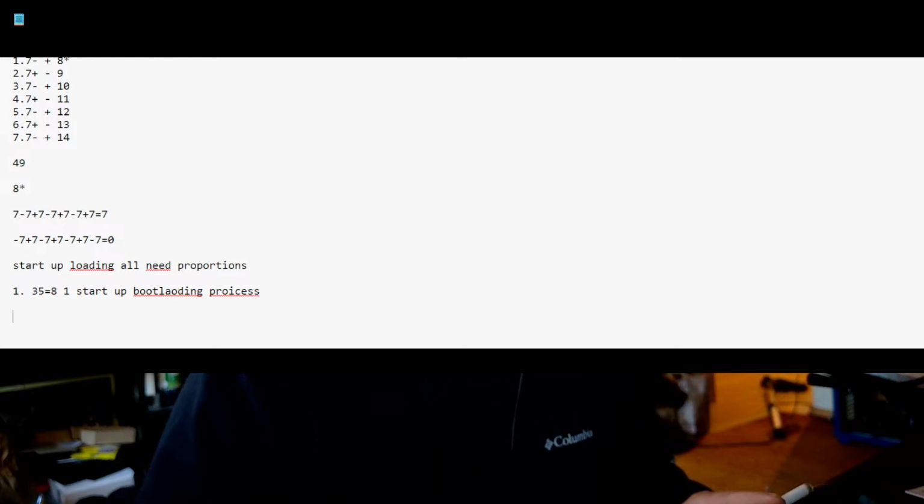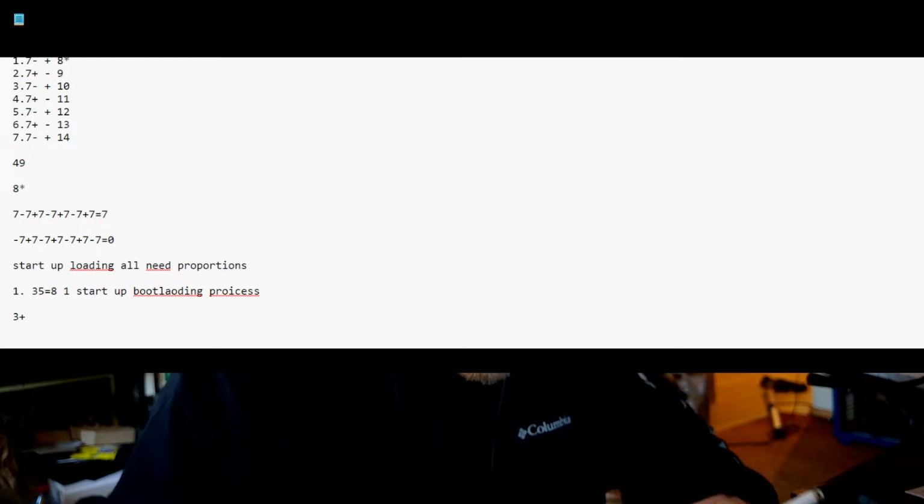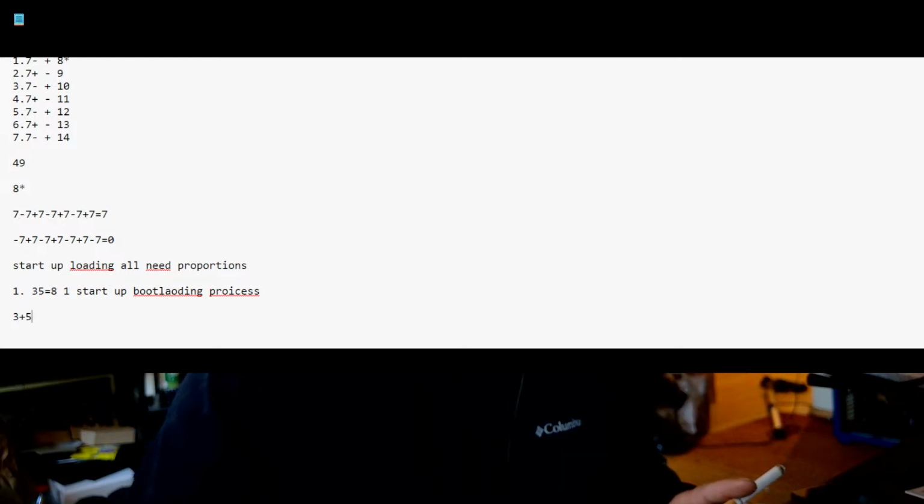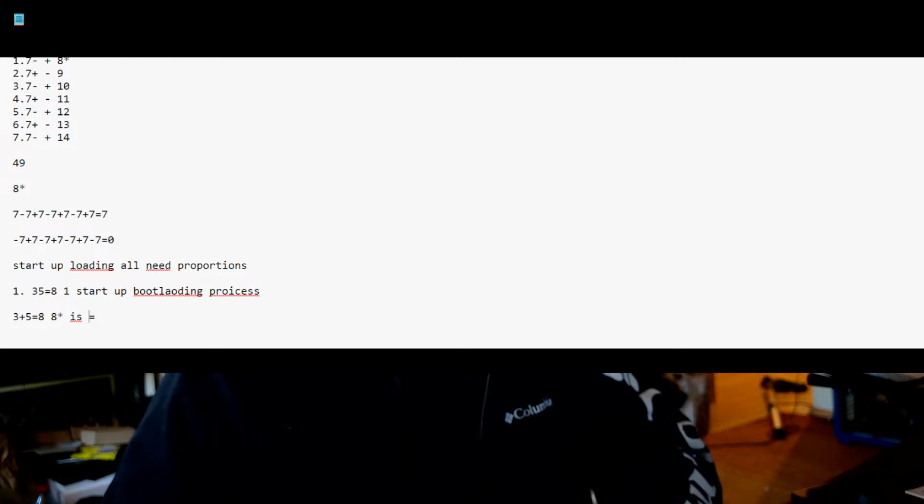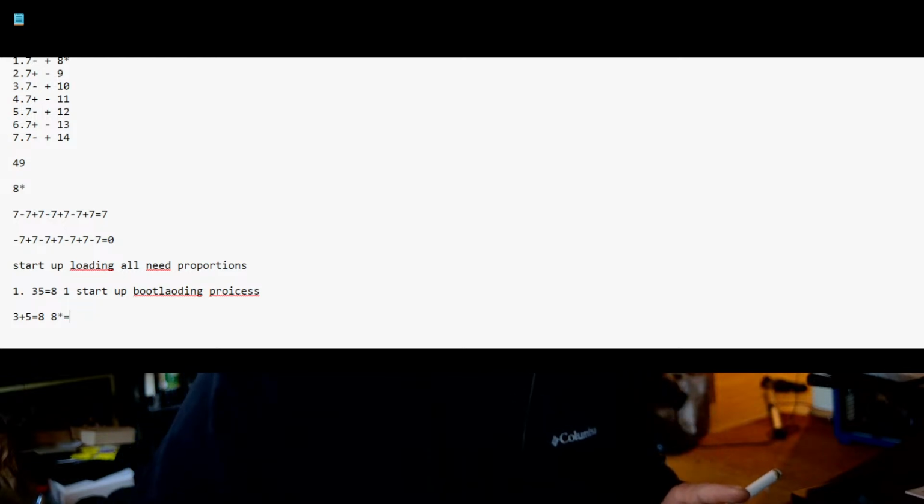So 3.5, 3 plus 5 is equal to 8. 8 star is equal to the boot loading is equal.